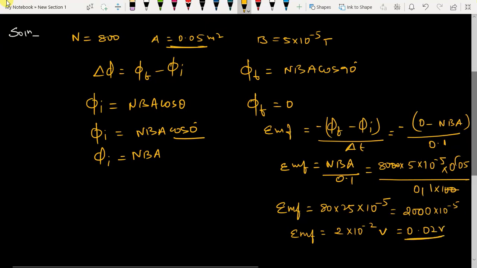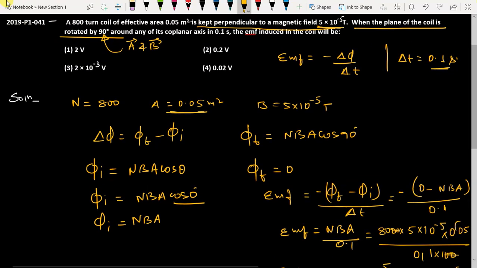Okay, now let us go back to the options and see which option is correct. This option is correct, option D, 0.02 volt.